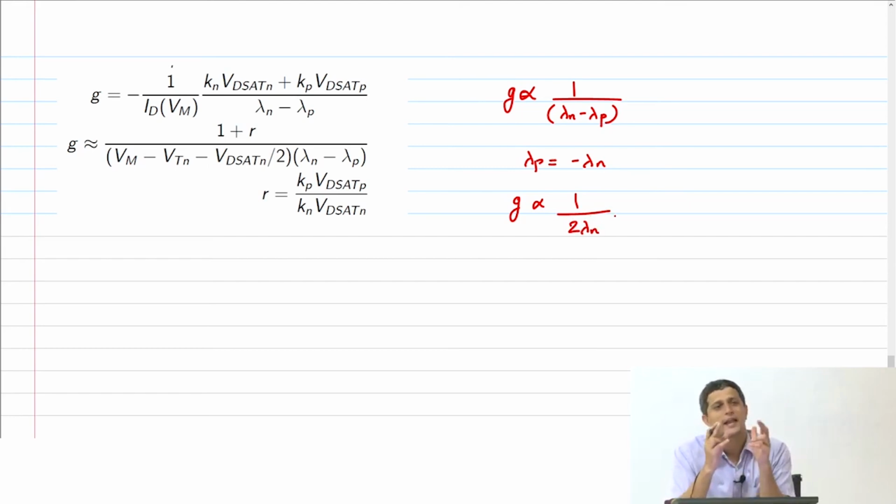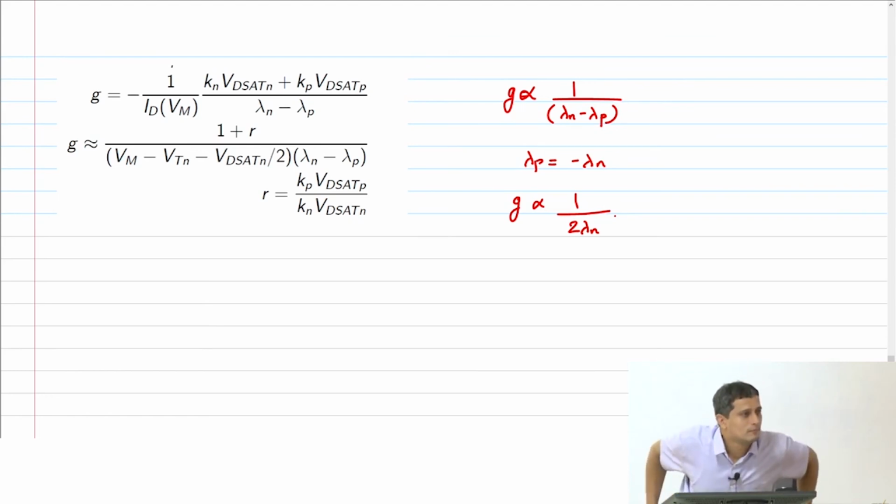So the fact that the gain is very high comes from the point that the channel length modulation parameter itself is very small, and therefore the gain will be very high. It's not because lambda n minus lambda p is almost 0. Clear?